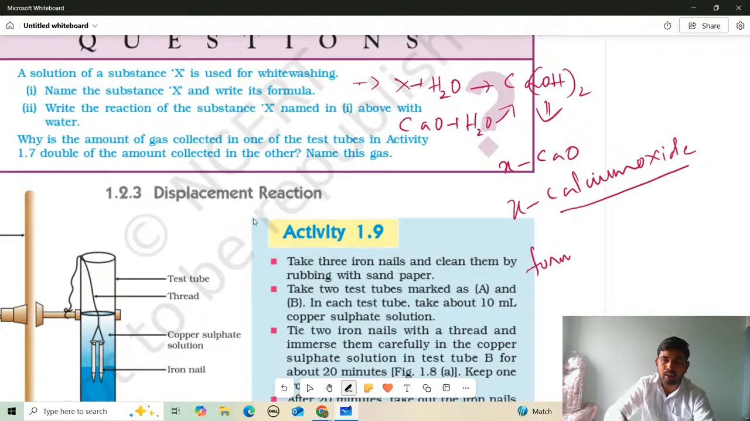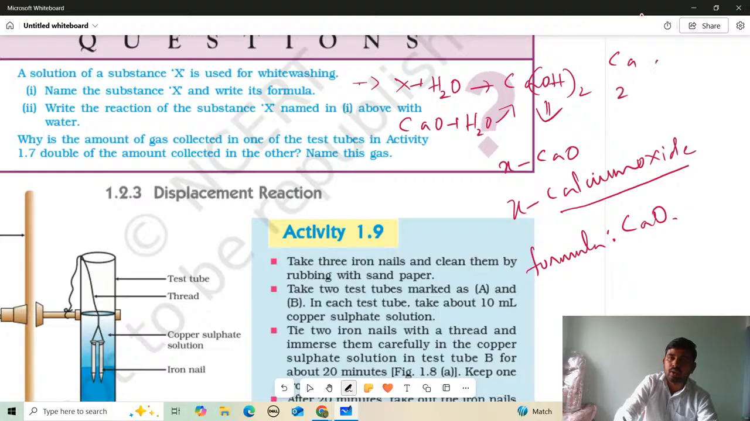You should write the formula. What is the formula of calcium oxide? CaO. You know very well, calcium valency is 2, oxygen valency is 2, so 2 and 2 cancel and you get CaO. If you have a doubt about the formula, check it this way.